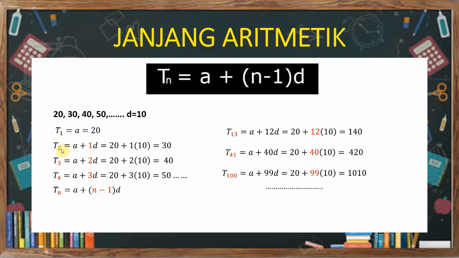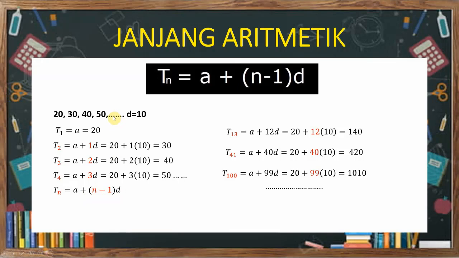So from what we derive, when it is one term, it is A. Second term, it is A plus 1D. Third term, it is A plus 2D. Fourth term, it is A plus 3D. So, which means the n term will be A plus (n minus 1)D.